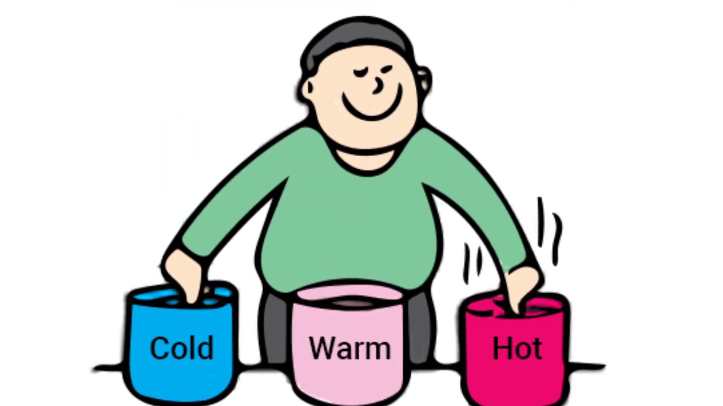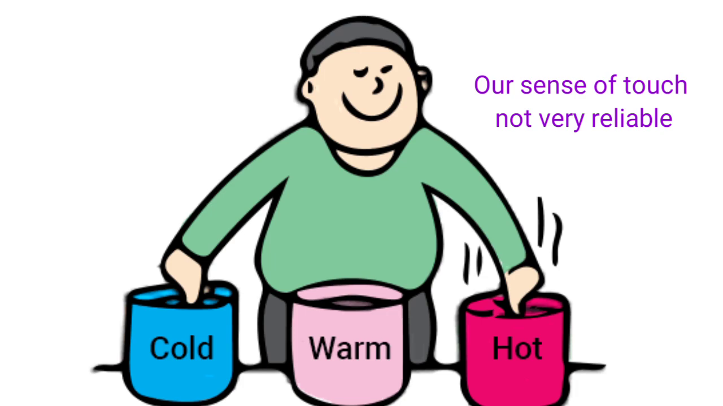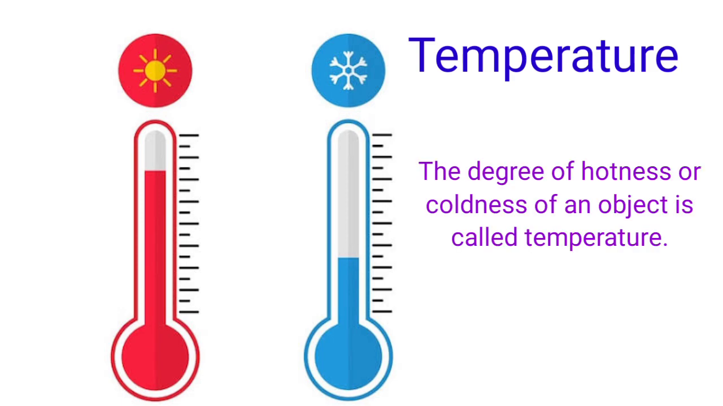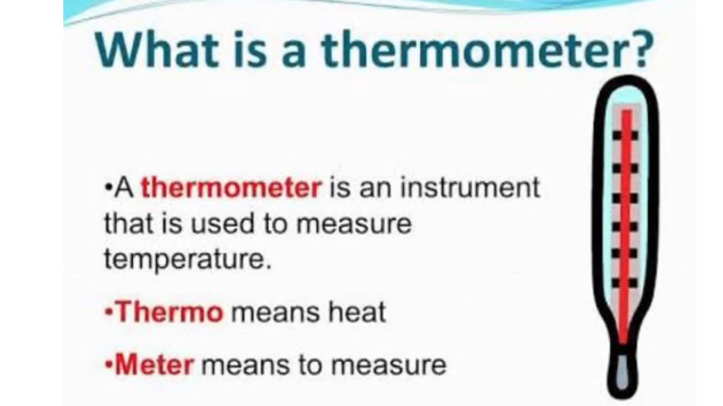Children, we can say that one object is hotter and one is colder than another by touching them. But we cannot say exactly how hot or cold they are because our sense of touch is not very reliable. For this, we need to measure temperature. The degree of hotness or coldness of an object is called its temperature. And the device that we use to measure the temperature is known as thermometer. We will discuss the types of thermometer in detail later on.